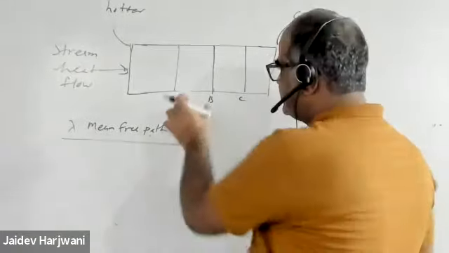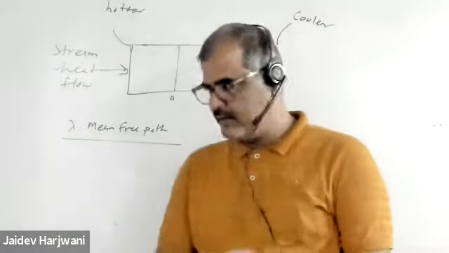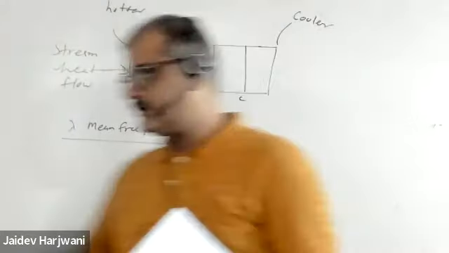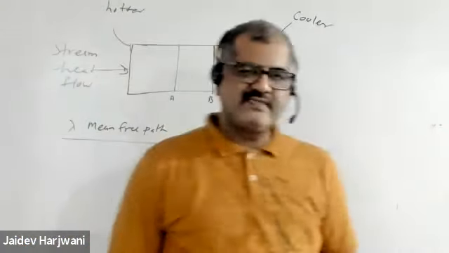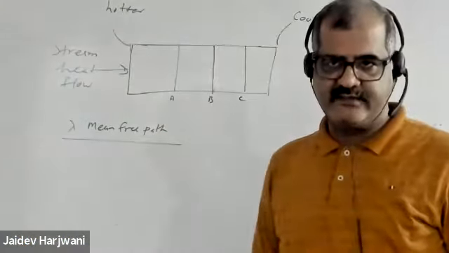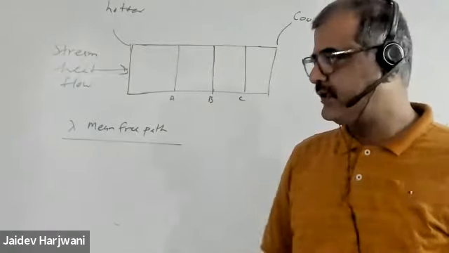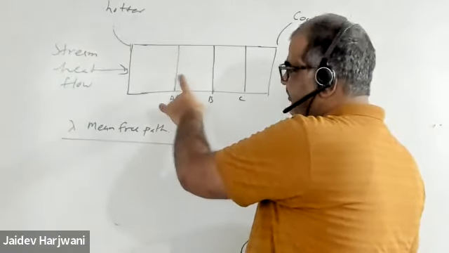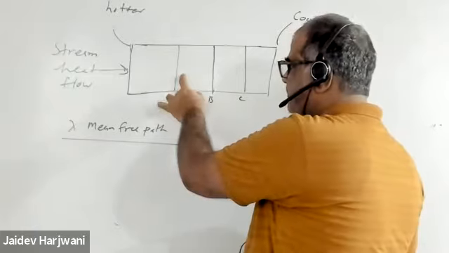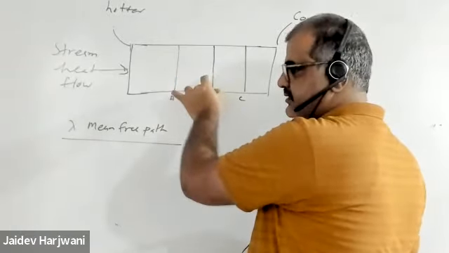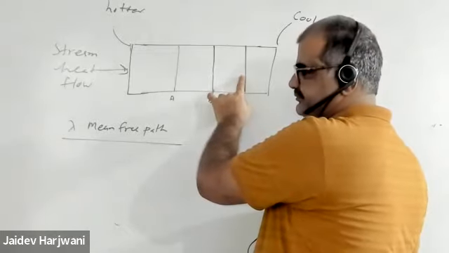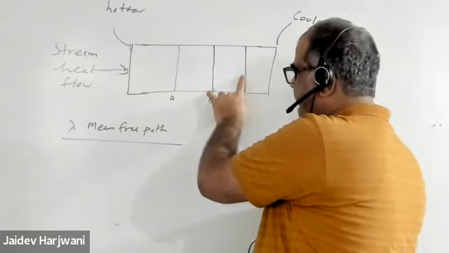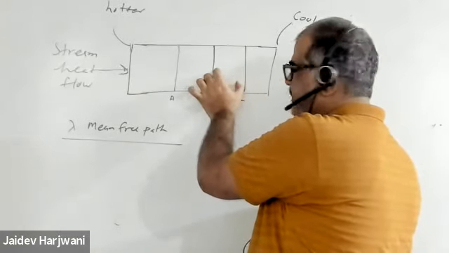Now, why am I taking these distances as lambda? Can anyone tell me what we discussed? The distance between two collisions. Yes. Once they collide, the electron will lose all its energy, isn't it? So whatever energy the electron has here, after traveling a lambda distance, it will pass to the atoms at this position. Similarly, whatever energy is here, they will travel a lambda distance, the mean free path, and lose the energy.